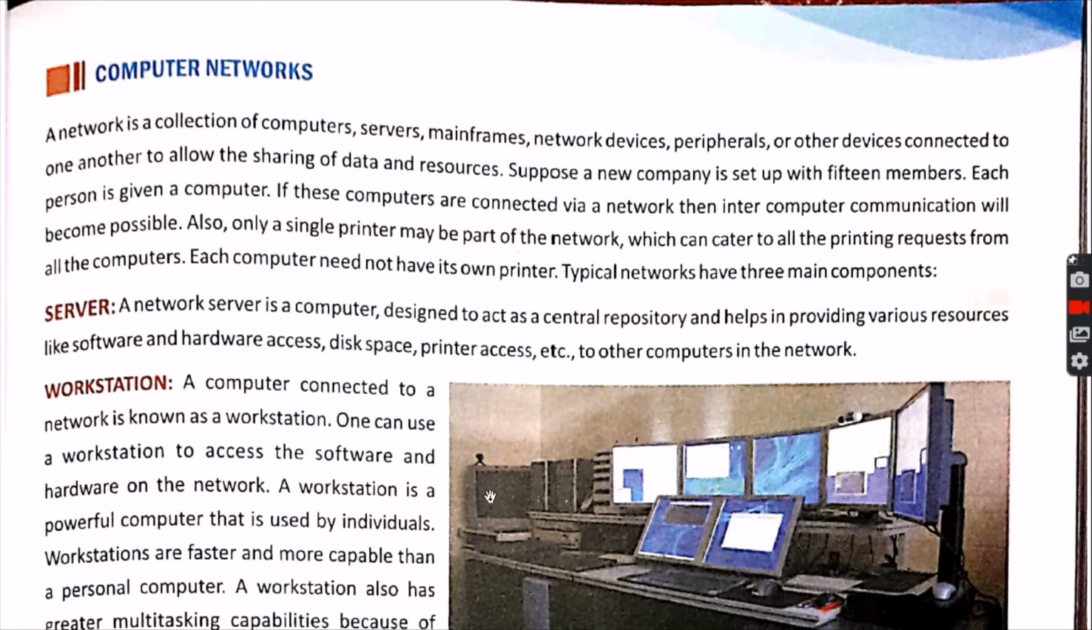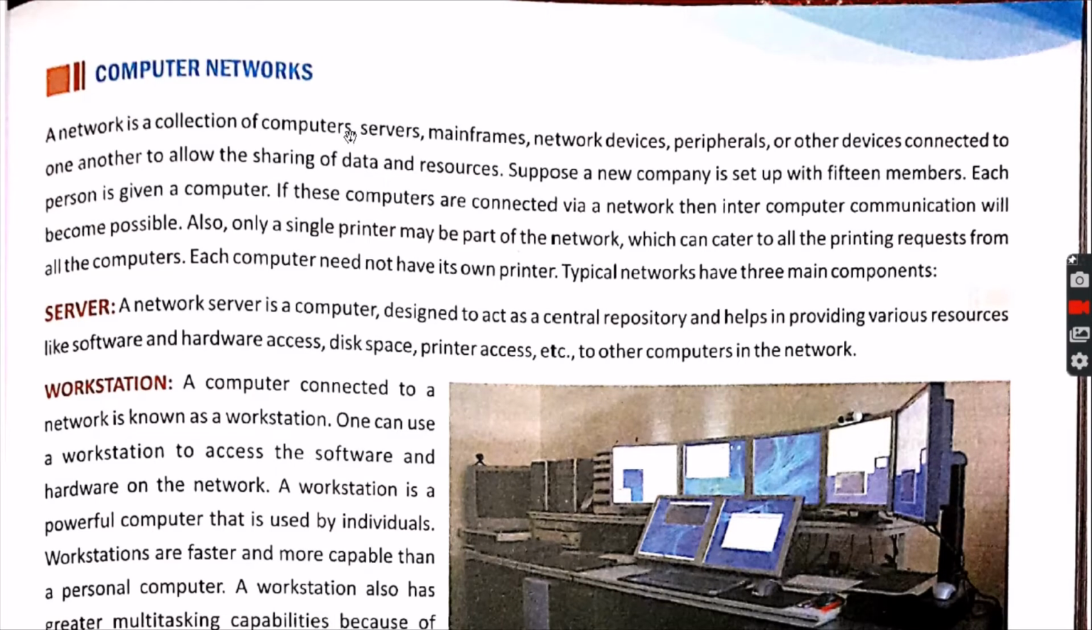See, what is a computer network? Interconnection of computers, two or more computers, for sharing of resources, for communication, or for sharing of hardware or software, is known as a computer network. So what it means is that when two or three computers are interconnected for some reason, then they are called a computer network.